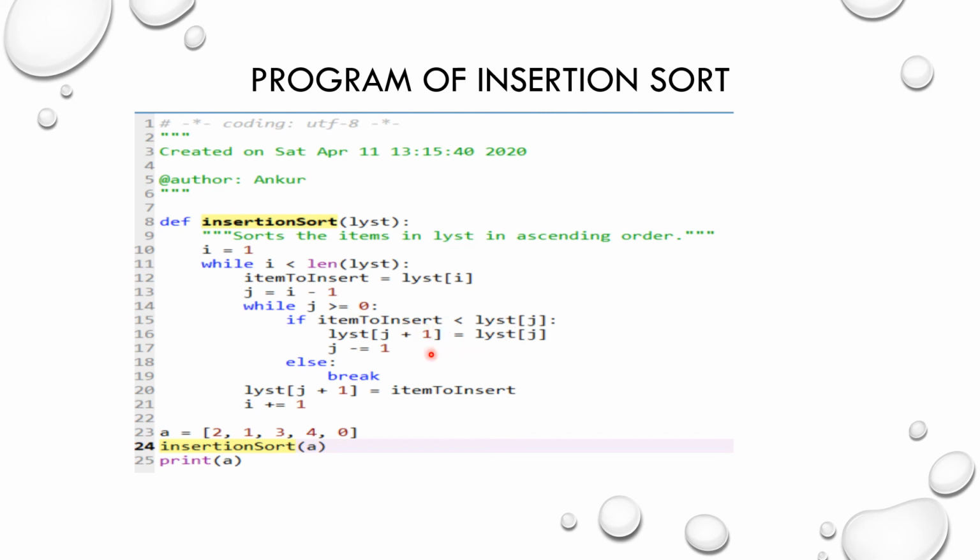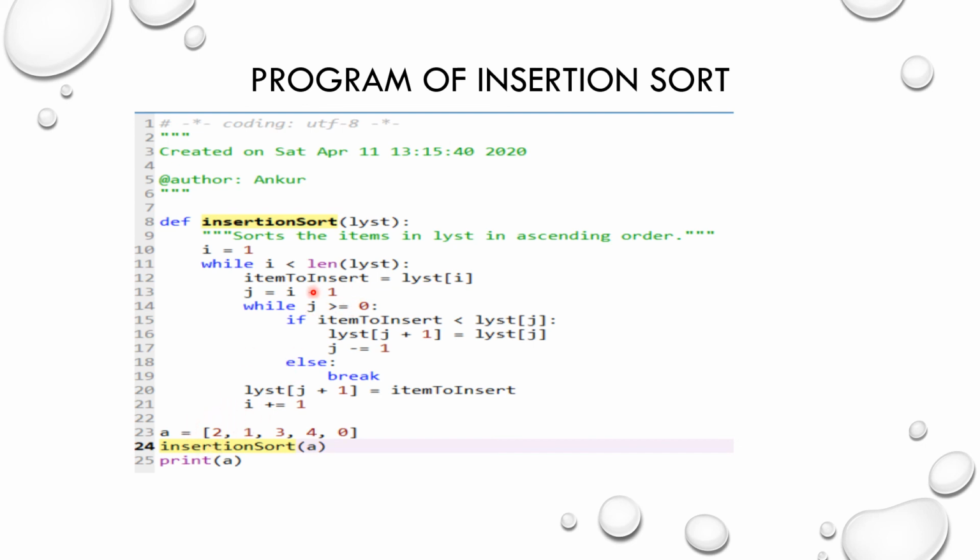That is, we are shifting the value. What we are trying to do here is that first we check if i is less than the length of the list. If it is true, then we are inserting the ith element into the list. Now when we are inserting, for example, we take the value of i as 1, that is, we are working on the value 1, at index number 1. The item to insert is value 1, and we have to compare it with the previous index value.